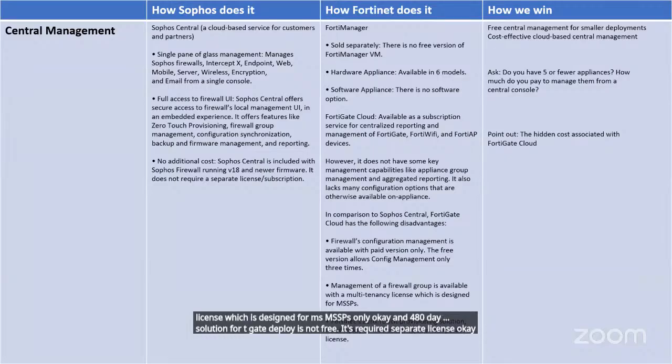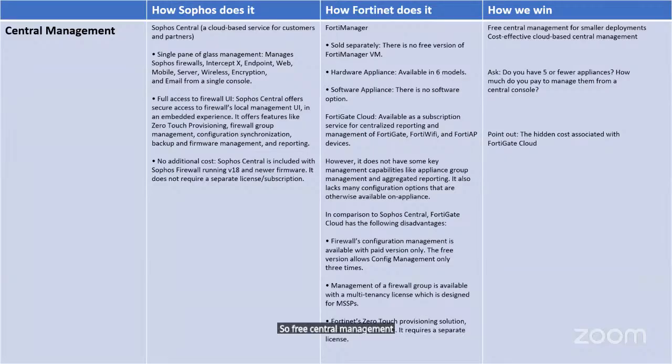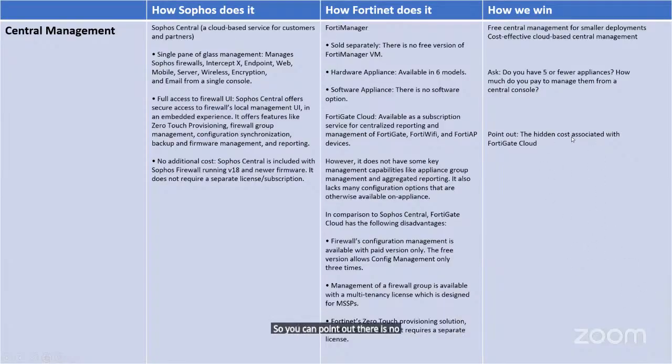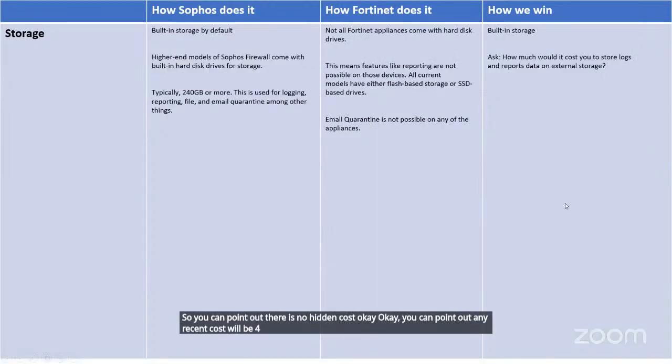So, free central management for smaller deployments, cost-effective cloud-based central management. Do you have 5 or fewer appliances? How much do you pay to manage them from the central control? Ask yourself, and see how much it is costing currently and in the upcoming years if the company is growing. So you can point out there is no hidden cost with Sophos, and you can point out there is hidden cost with FortiGate Cloud.